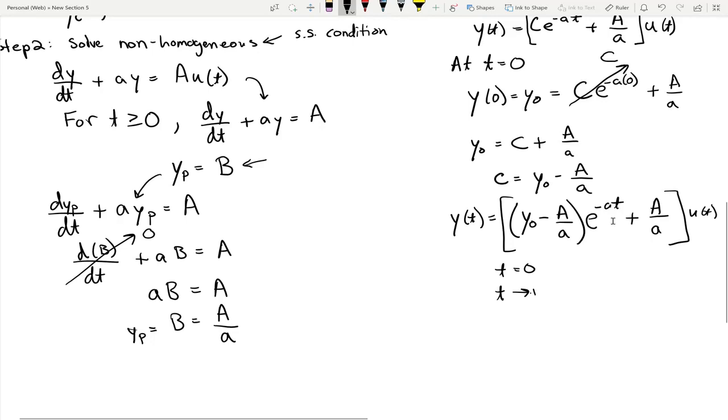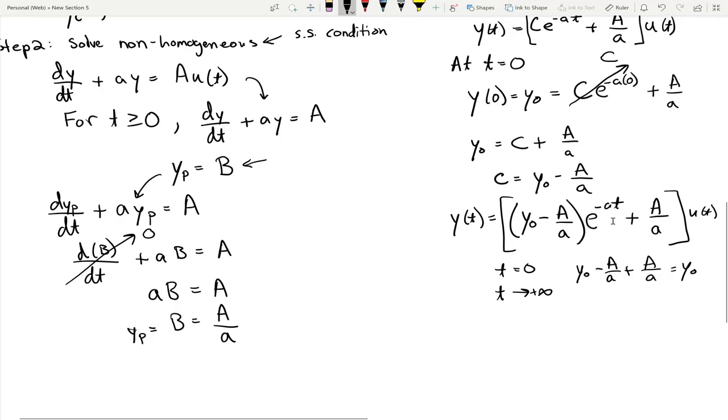Okay. So as t approaches infinity, the exponential term goes to 0, and I get my steady state solution, A over little a. At time t equal to 0, right, I have y naught minus A over a plus A over a, which is equal to my initial condition, y naught, exactly what I expected.